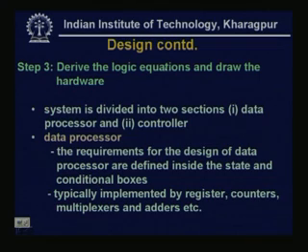Now, the third step is to derive the logic equations and draw the hardware. The system is divided into 2 sections, the data processor and the controller. The requirements for the design of the data processor are defined inside the state and conditional boxes. Typically these data processors are implemented by digital components like registers, counters, multiplexers and adders, etc. We will be seeing later.